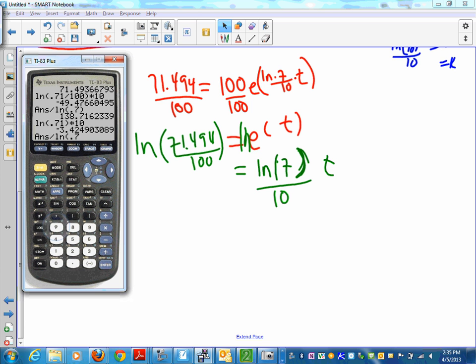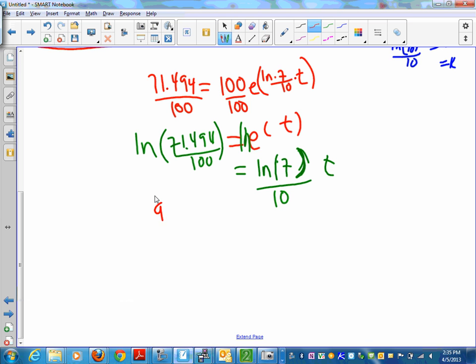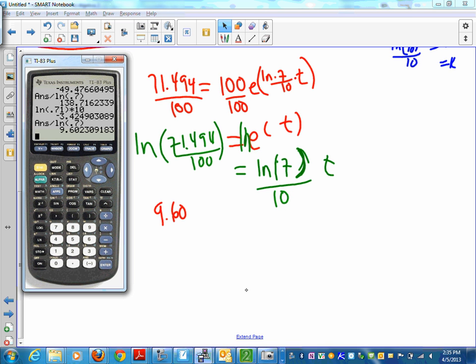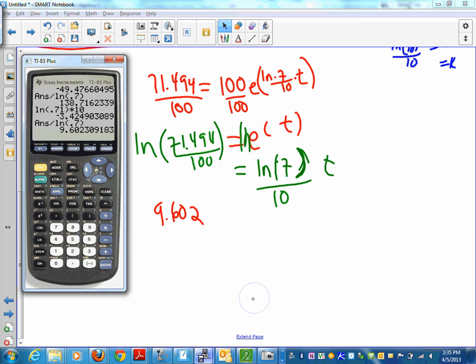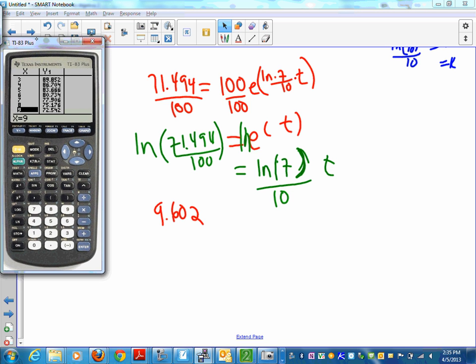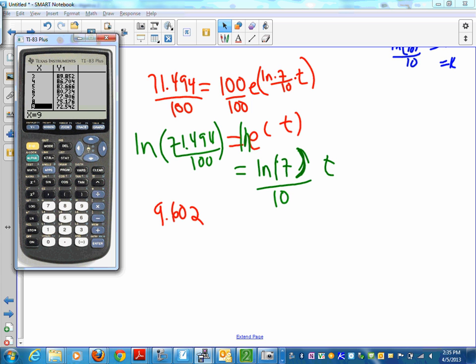So, okay, we get 9.602. All right. Well, on a problem like this, I would probably go through the table and go down to 9 and see if that gets approximately close to 71.494 gallons, and it does. So it should be okay on this one.